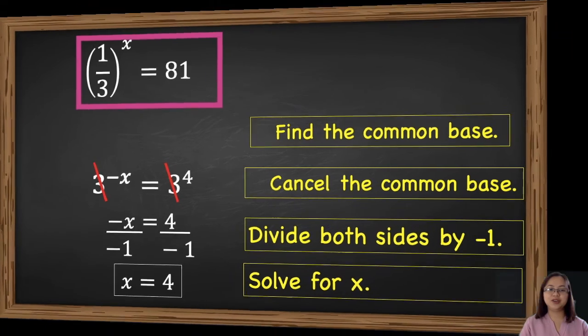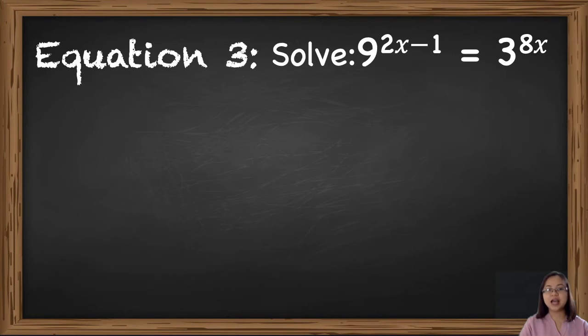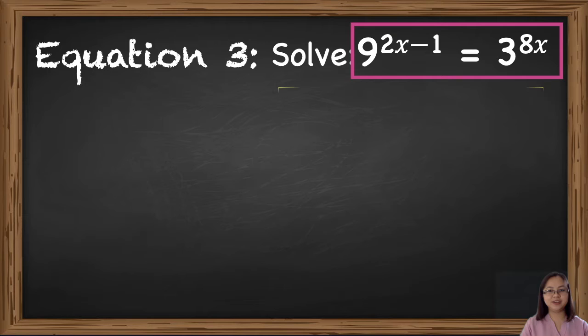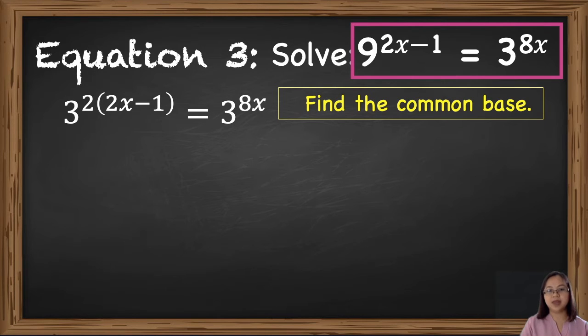Let's now go to the third equation. For the third equation, let's solve for 9 to the 2x minus 1 equals 3 to the 8x. So we have that particular given. Next thing, find the common base. We have 3 squared for 9, and we just copy 2x minus 1, is equal to 3 to the 8x. There you have it. You have the common base.